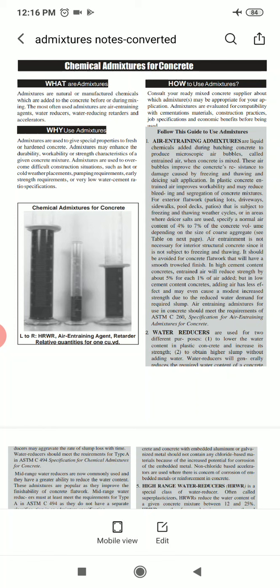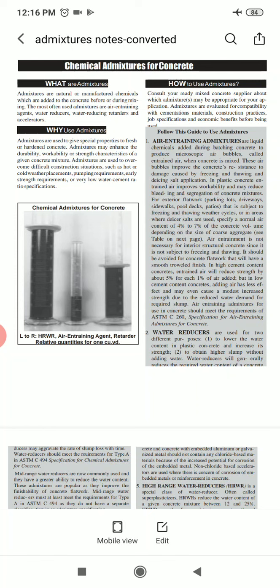In today's class we'll learn about the different types of admixtures added to the concrete to increase its workability and strength. So first we'll see what admixtures are. Admixtures are natural or manufactured chemicals which are added to the concrete before or during mixing.